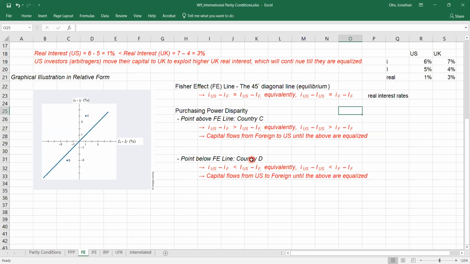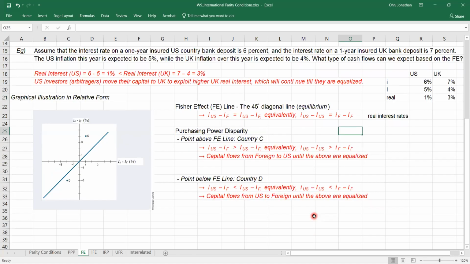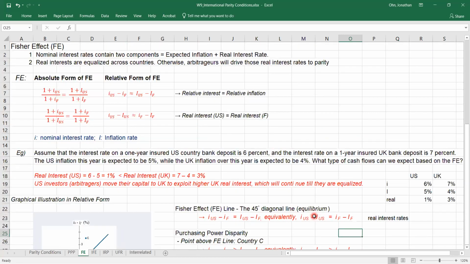Now, country D is this one here. If you look at this one, the relative inflation is higher than the relative interest rate. So the foreign real interest rate is higher than the US real interest rate. In this case, capital will flow from the US to the foreign country until they are equalized. So it will move toward the Fisher effect line. Okay, that's the story about Fisher effect.